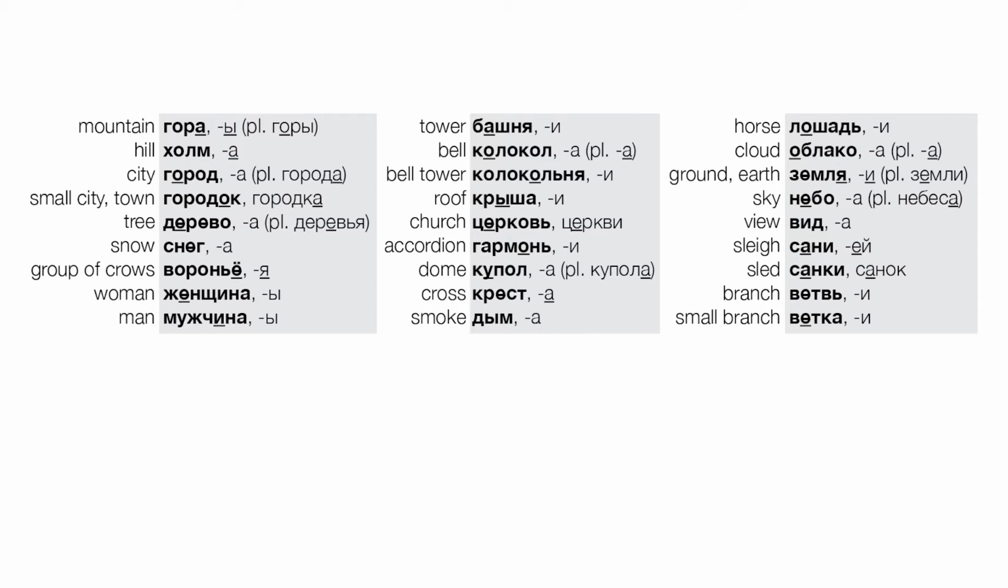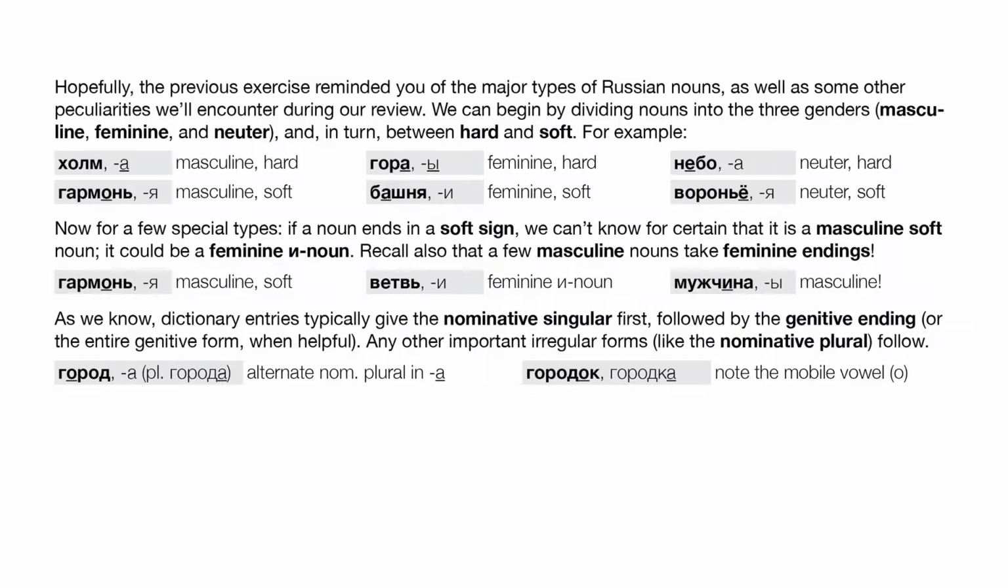Okay, hard feminines end in a, soft feminines end in ya. Neuters, hard in o, and softs, it could be either ye or yo, right? Finally, really important point, right? If you see a word ending in a soft sign, then in theory, you're not going to be able to know the gender unless maybe there's a clue somewhere in the sentence. But you'll probably have to look it up, and then you have to really look at that genitive ending, right? Garmon, the genitive ending is ya. That's a dead giveaway that this is a soft masculine noun.